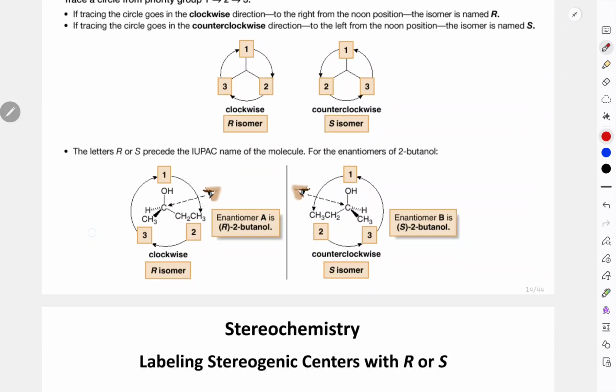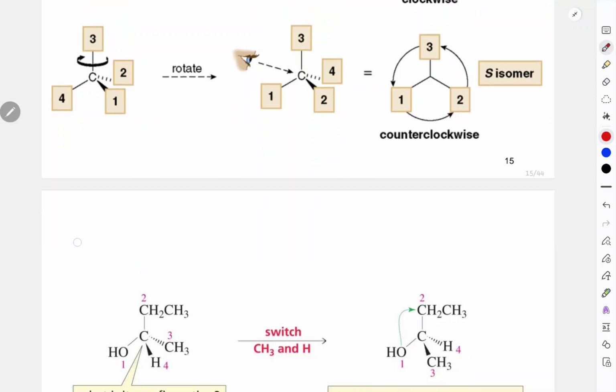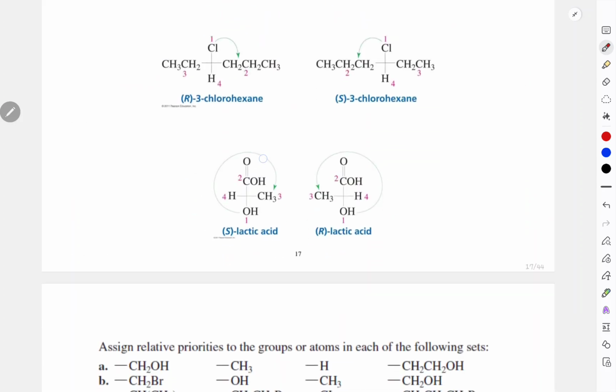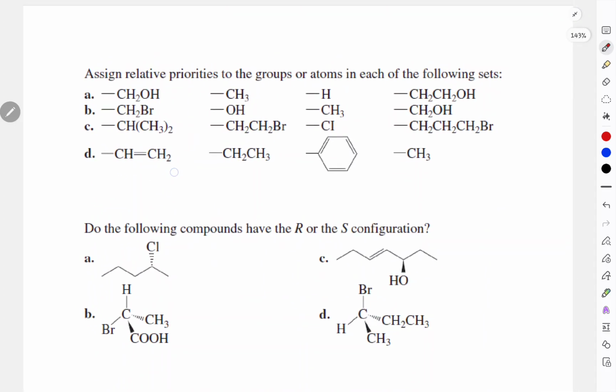Okay, this is what we already discussed. When you switch two substituents, then you reverse the absolute configuration, S to R or R to S. Okay? And perhaps you can solve these problems. So why don't we try?